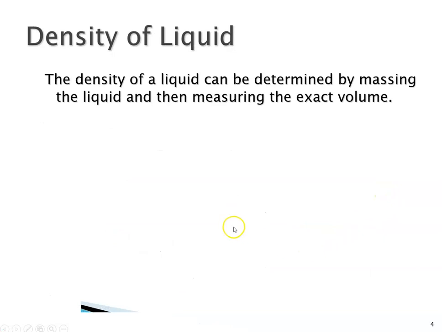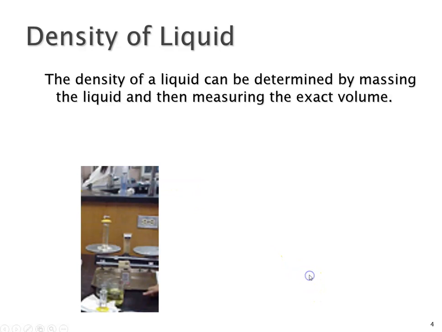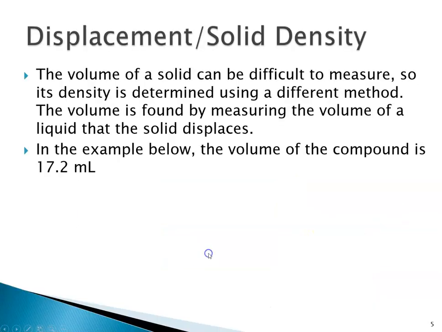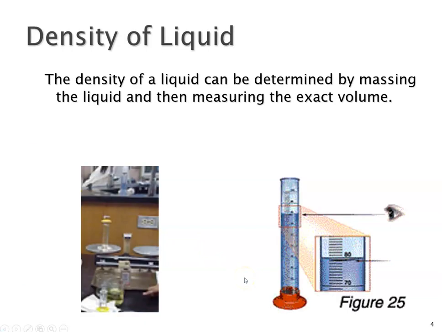Alright, so let's talk about ways you could measure density, say, of a liquid. So the liquid, you would just need to know the exact volume and the exact mass, so you could divide those things. So you can read the volume of the liquid with your eye in a graduated cylinder perhaps, and then you could weigh that liquid and simply do mass divided by volume, and that would give you the density of the liquid. By the way, the density of water is about 1 gram per milliliter.